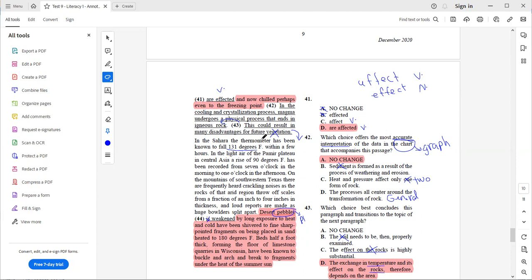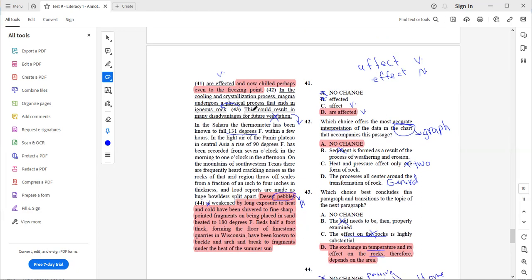Do you feel that this relates? Read, please. Okay, this could result in many disadvantages for future visitation. Did we talk about vegetation, plants? No. Let's look at B. The soil needs to be then properly examined. Did we talk about the soil here? No. Okay. The effect on the rocks is highly substantial. Maybe, because we're talking about the rocks. Yes. Okay, let's look at D.